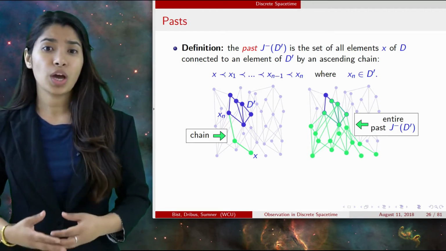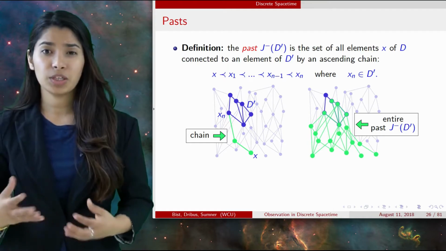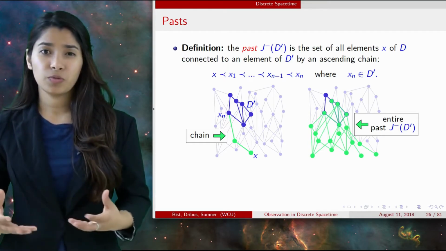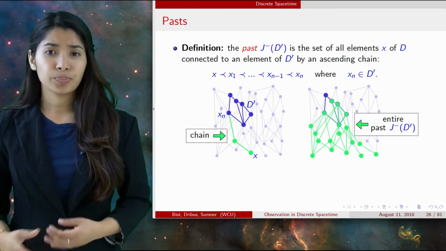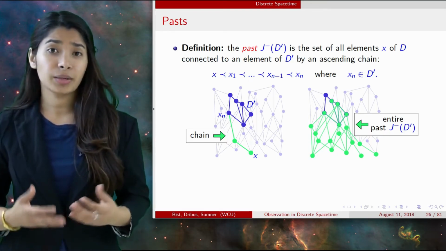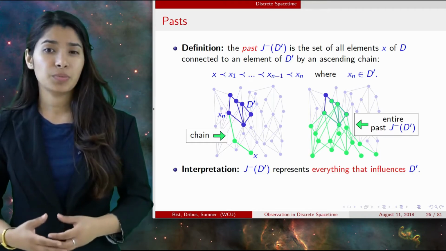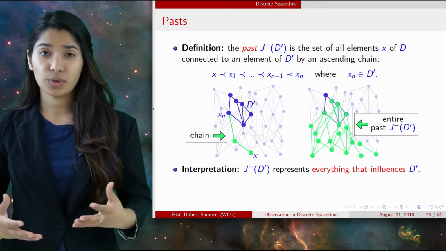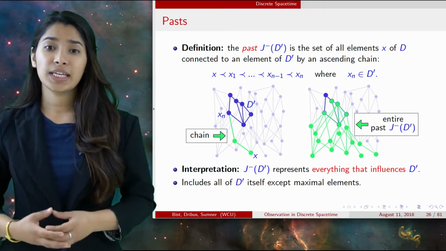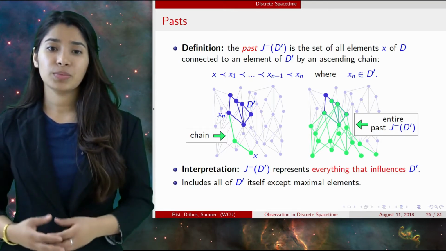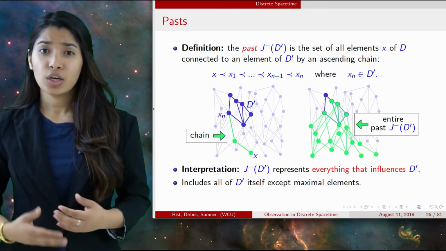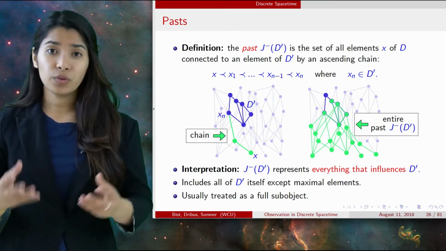Notice that most of D' belongs to its own past because most of the elements of D' influence other elements of D'. The only exceptions are the maximal elements of D'. The physical interpretation of the past of D', of course, is that it is everything that influences D'. We usually take into consideration all the relations between the pairs of elements in the past, so we consider this as a full subobject of D.